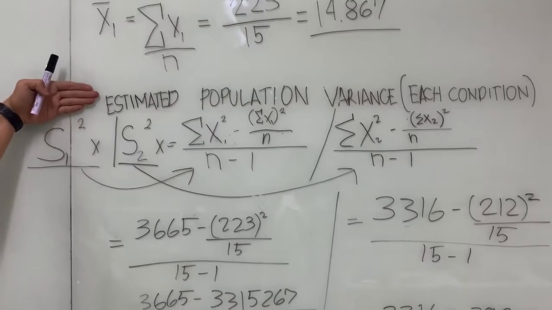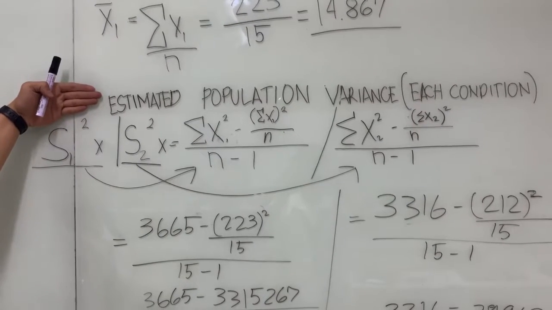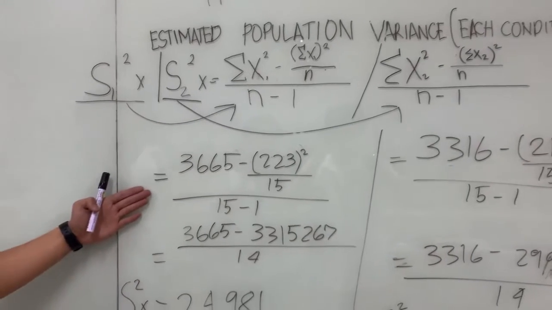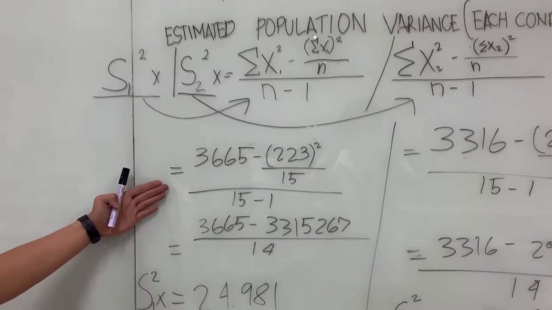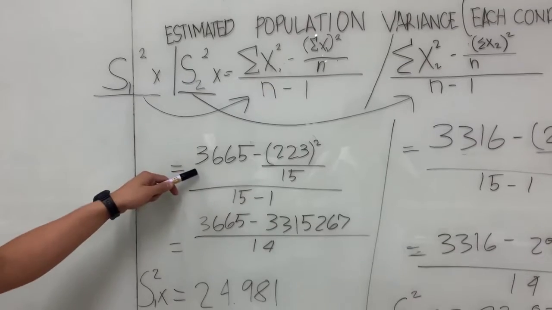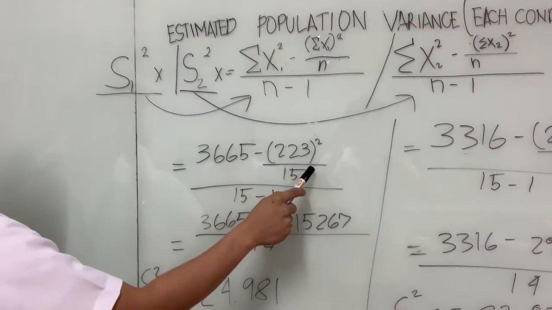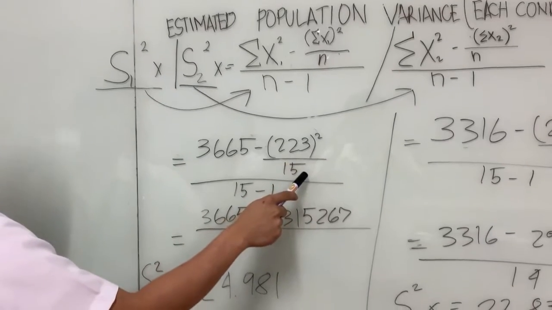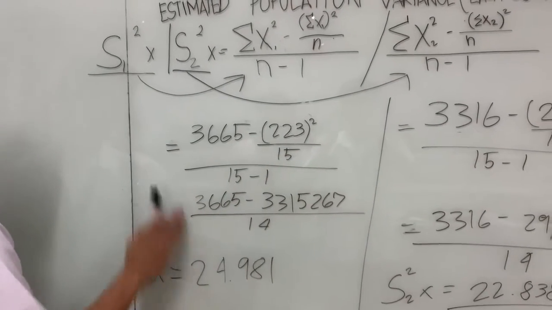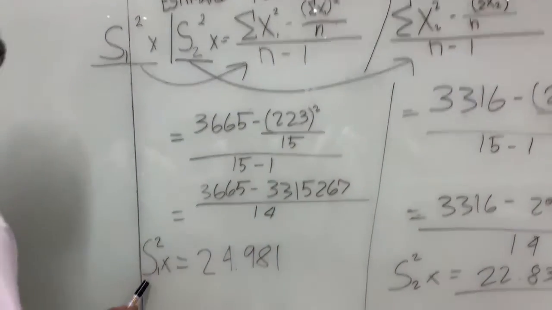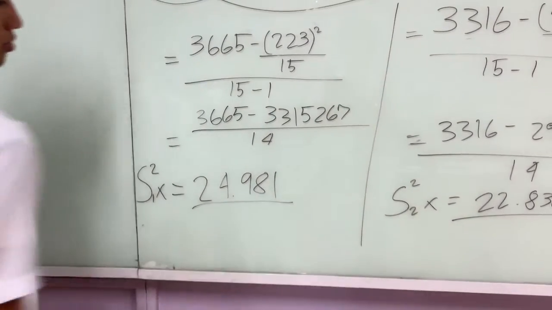Now, we will compute for the population variance for each condition. So for the males, we just have to input the value 3,665 on the summation of squared scores, 223 on the summation of scores, which then will be squared up, and 15 for the n, or the total number of scores. After that, we just have to compute it according to the formula, and then we now have 24.981 for the population variance of the male variable.